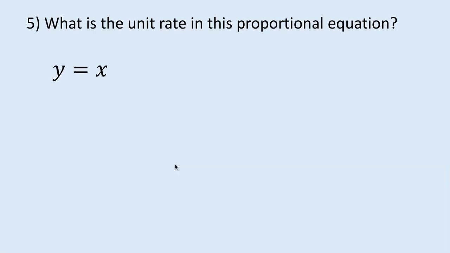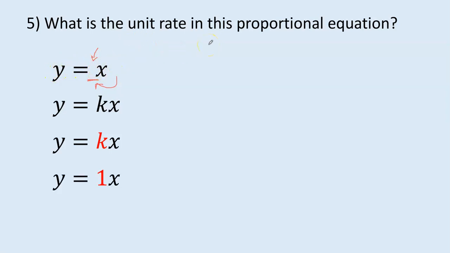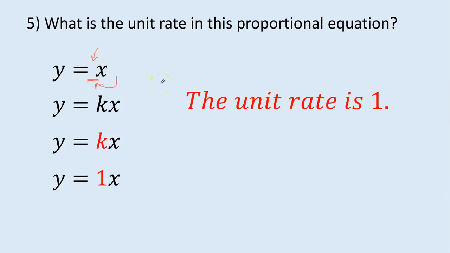Number 5. All right, so now we're looking for the unit rate, but it's tricky because it looks like there's no number there. So you're looking for the coefficient of x, the number that is being multiplied by the x, and it looks like there's nothing there. However, you need to remember that if you see nothing there, it's understood that that is 1x. Just like on the left, that is 1y. 1y equals 1x. So the coefficient here, when you don't see a coefficient, is actually 1. The unit rate is 1.